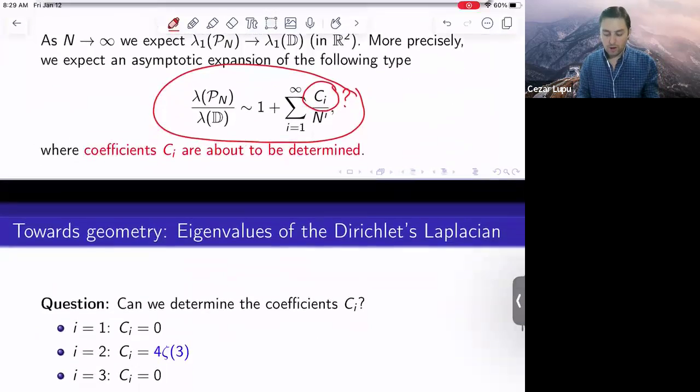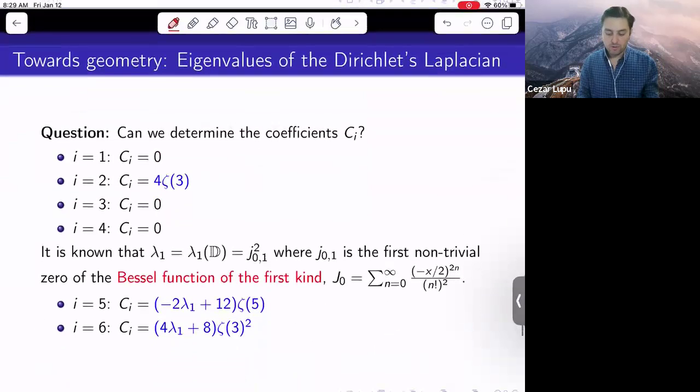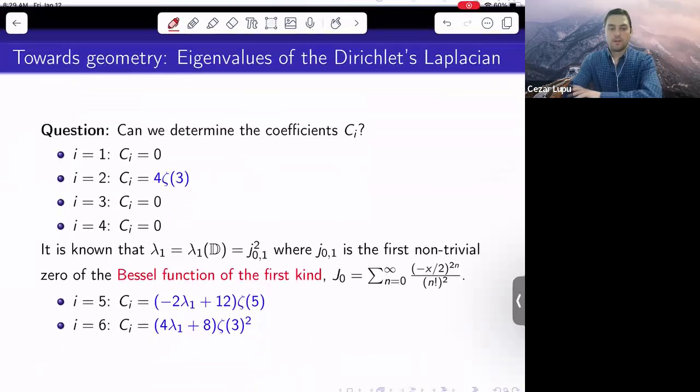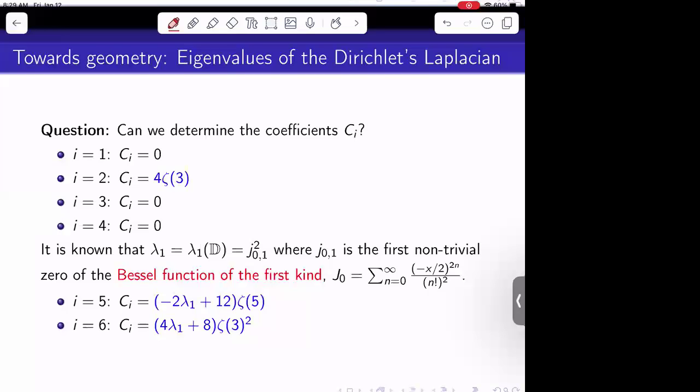Okay, so there are some results. For i going from one to four, all of the coefficients are zero except for i equals two, which will be equal to four zeta of three.